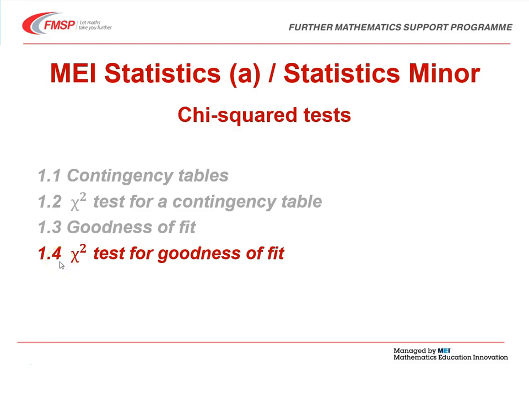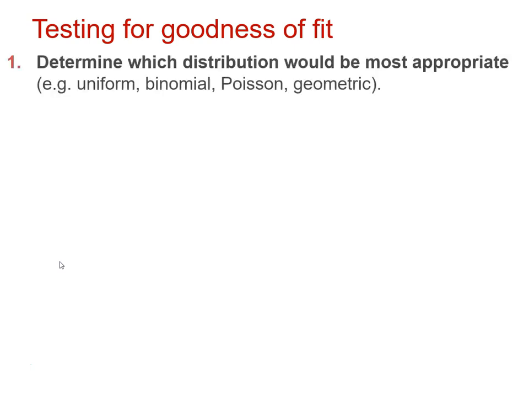This is MEI Statistics Minor chi-squared tests, and our final video 1.4, chi-squared test for goodness of fit. So our process for testing goodness of fit is as follows.